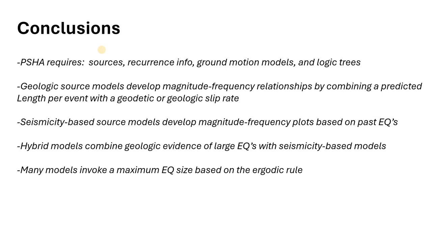So to conclude, what have we talked about in this video? PSHA requires four things. It requires sources or source areas, recurrence info, so that's the magnitude frequency plot, and then also ground motion models and logic trees, which are going to be the subject of future videos. Geologic source models develop that magnitude frequency relationship by combining predicted slip per event with a geodetic or geologic slip rate using a slip predictable model.